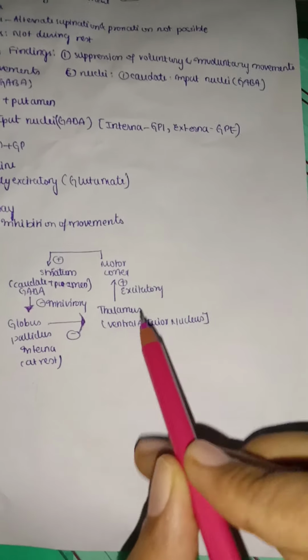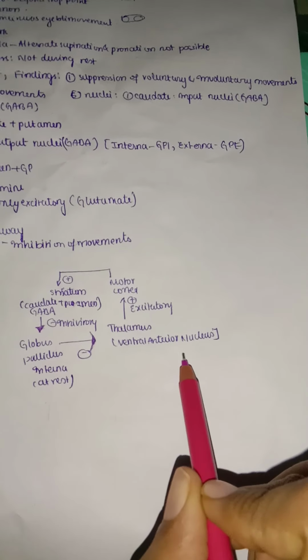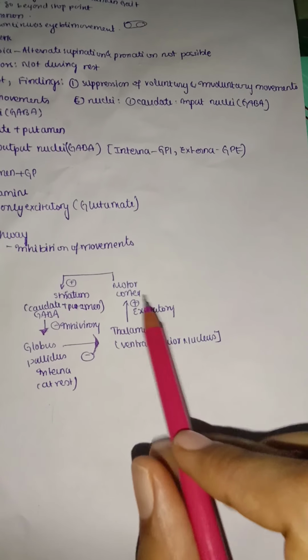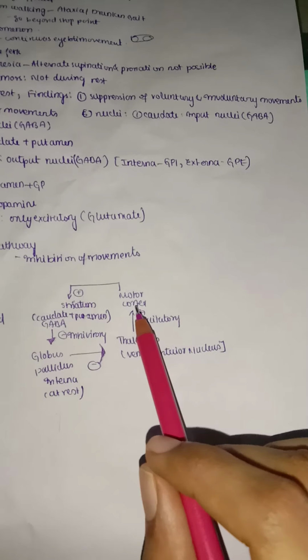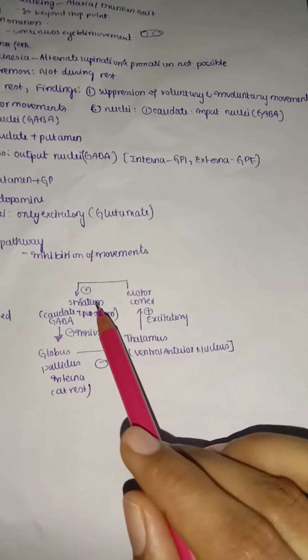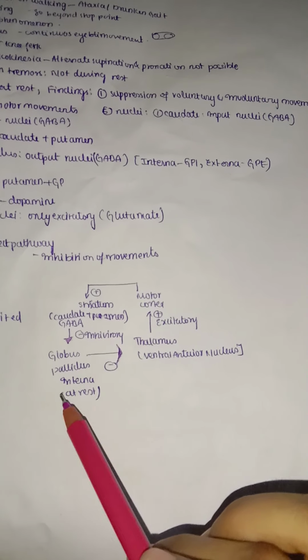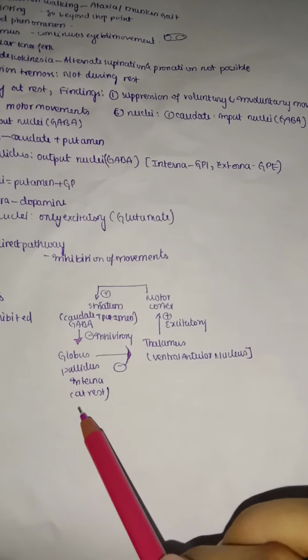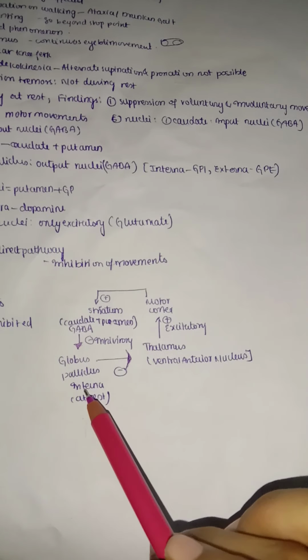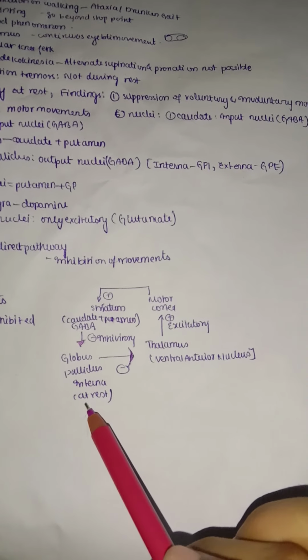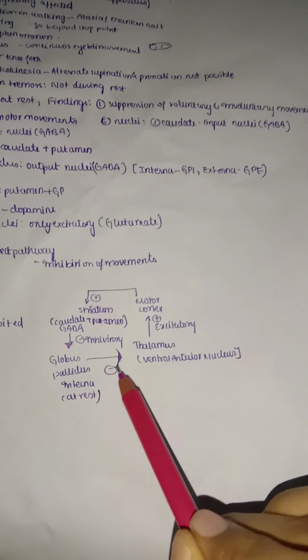So not like this. We'll start fresh, and then we'll understand. First, the ventral anterior nucleus in the thalamus is excitatory to the motor cortex, right? This motor cortex will in turn excite the striatum, and this striatum will have an inhibitory effect on the globus pallidus interna at rest. As this globus pallidus interna is inhibited, this in turn will inhibit the thalamus.